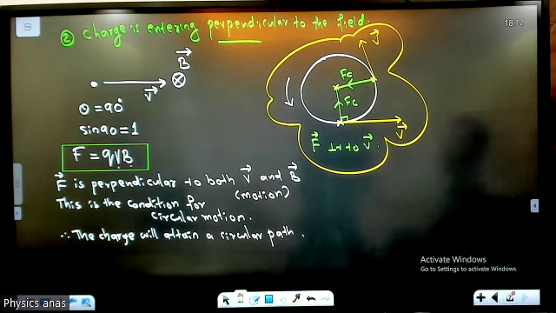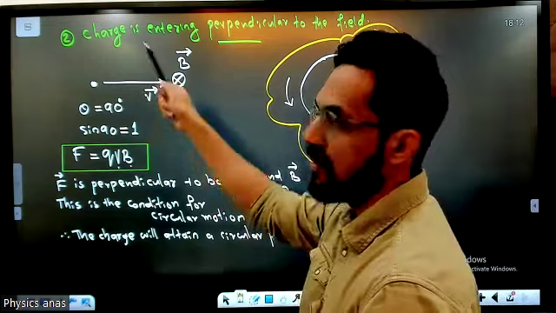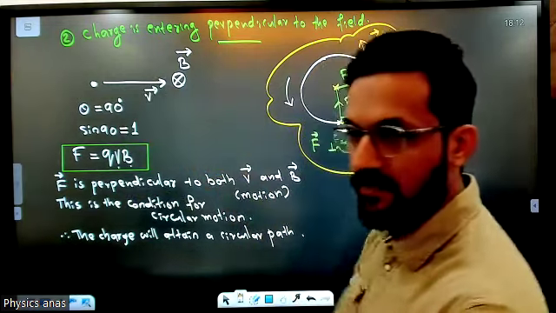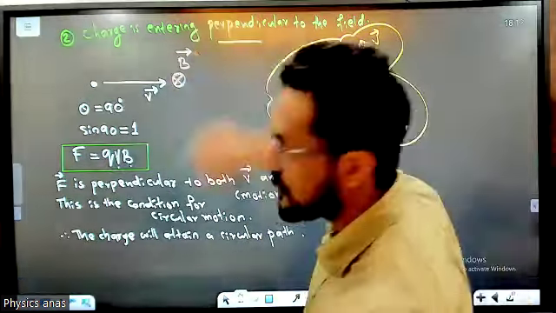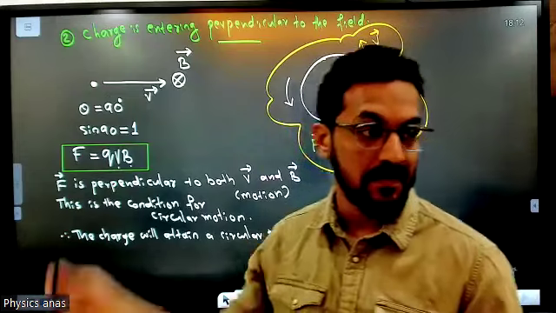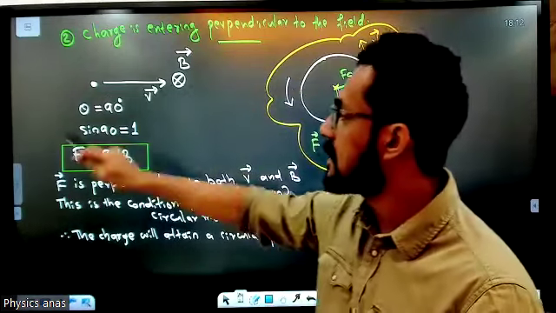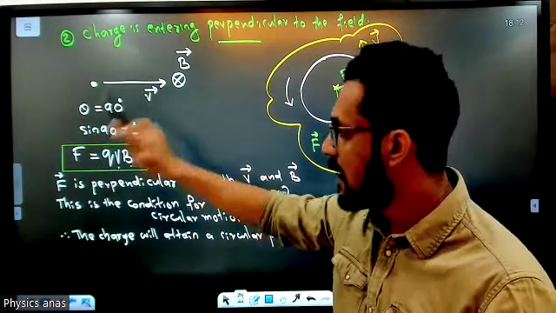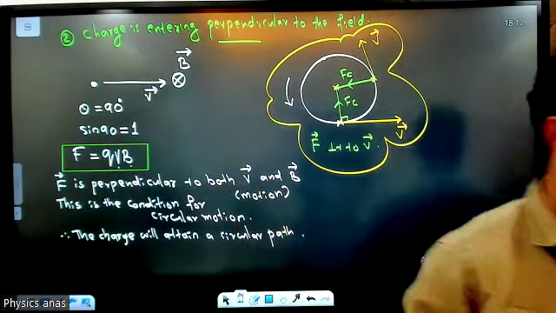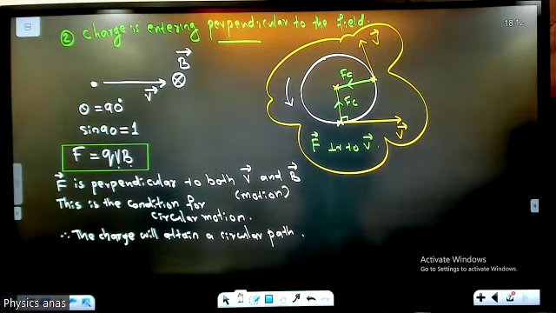You can draw this figure. This is the direction of motion of the charge. This is the magnetic field. The magnetic field is acting towards the paper, inwards. Theta is equal to 90, sin 90 is 1, F is equal to QVB. Put it in a box.